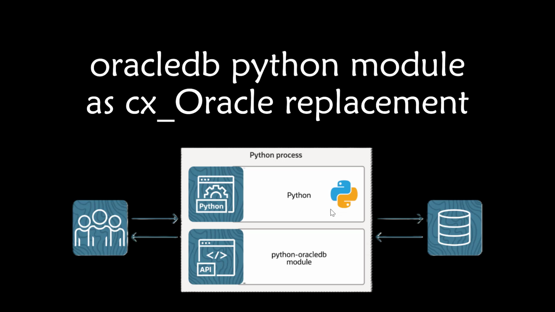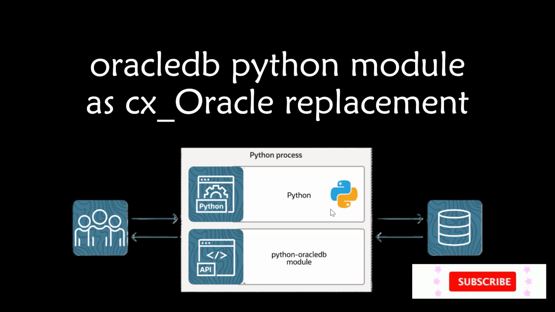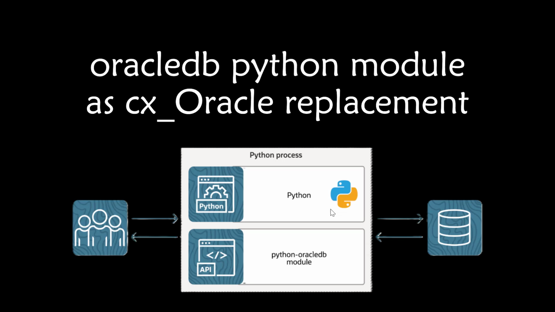Hi friends, in this video we're going to talk about oracledb Python module as a CX Oracle replacement. You see, the purpose of CX Oracle or oracledb Python module is to connect your Python code with the Oracle database. But oracledb Python module is a recent module released by Oracle which you can use in your Python applications to connect to your Oracle database.